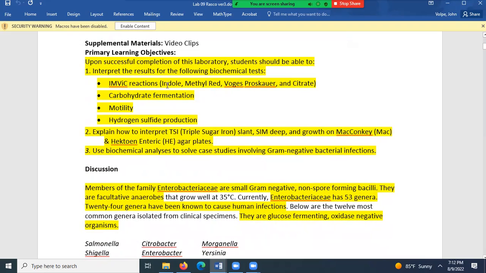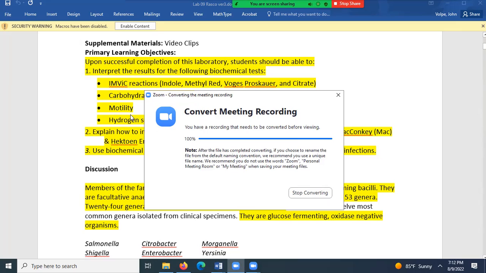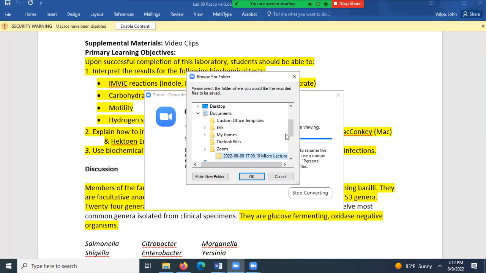So IMViC are a whole bunch of tests, particularly used to identify Enterobacteriaceae, but they can be used to identify other species as well. We're going to talk about the carbohydrate fermentation test, and so you should be able to interpret results from it, the motility test, and the hydrogen sulfide production test. Any questions about any of that?